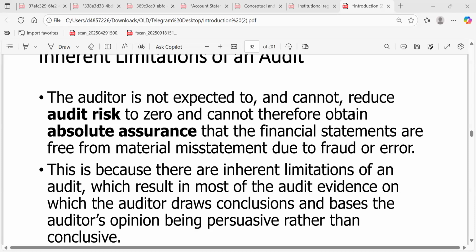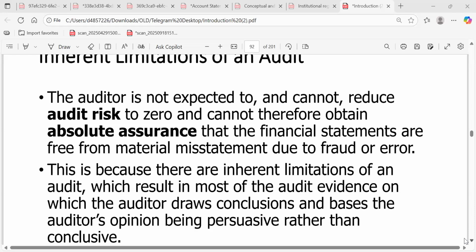So that's why we say the auditor carries out the audit in a way to gather what? Audit evidence. But at the end of the day, the auditor doesn't give an absolute assurance. He gives what we call what? A high level assurance. He doesn't give an absolute assurance because he doesn't audit everything, so he cannot give you an absolute assurance.